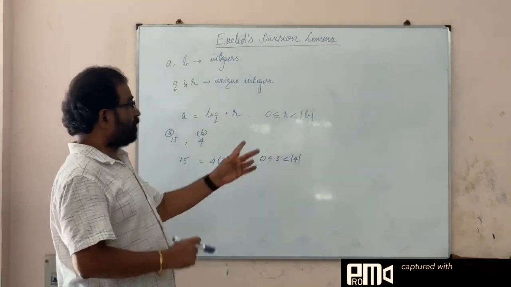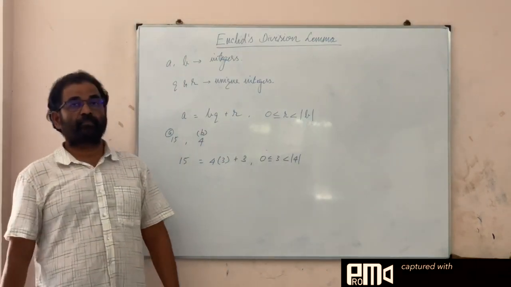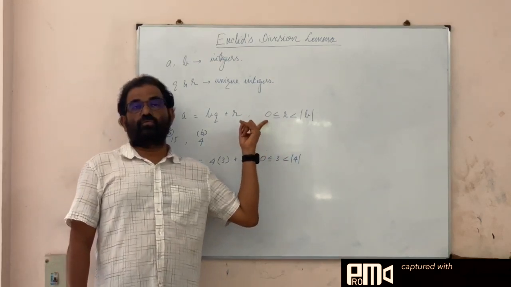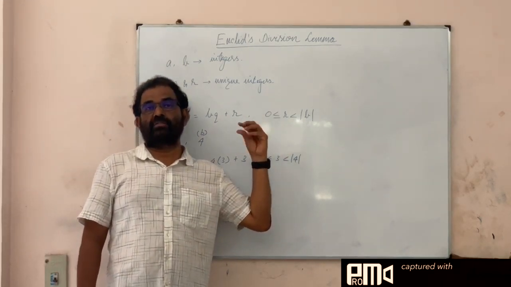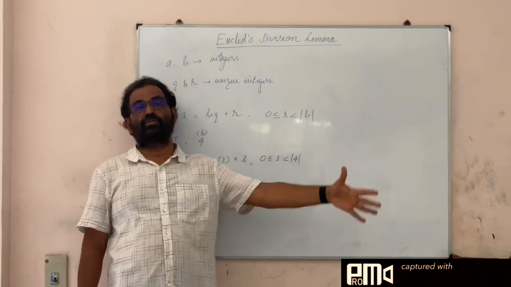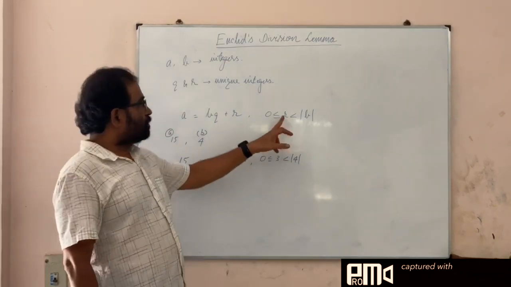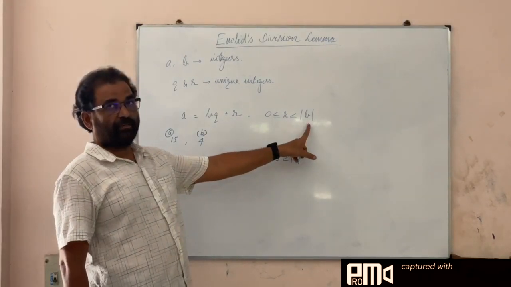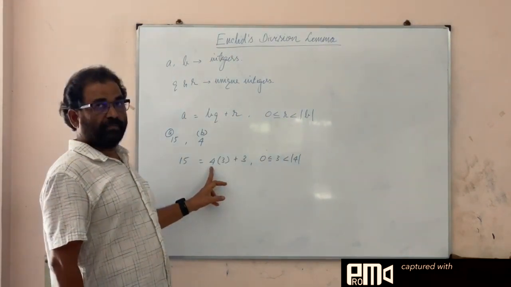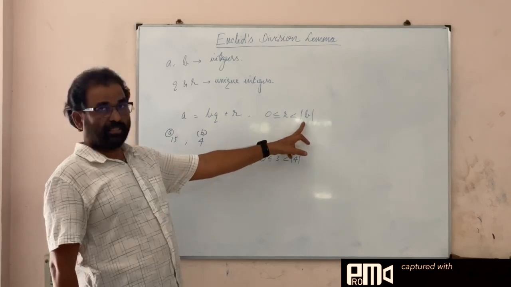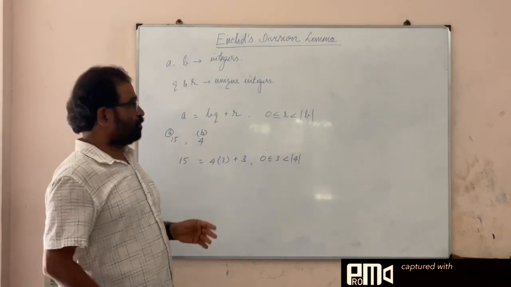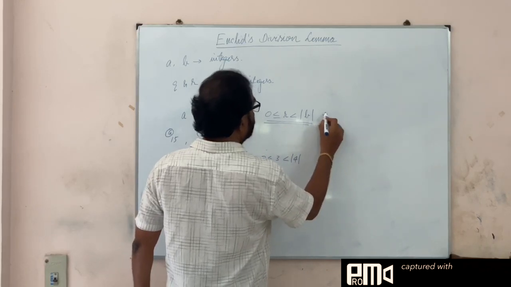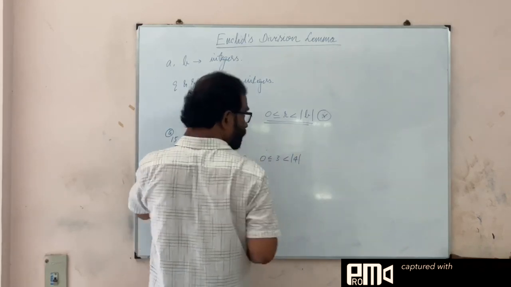From here you can understand that the remainder is always greater than or equal to 0, which means it is 0 or a positive integer, but it is less than the divisor. Always the remainder is less than the divisor. So this condition is very important. You have to note this down.